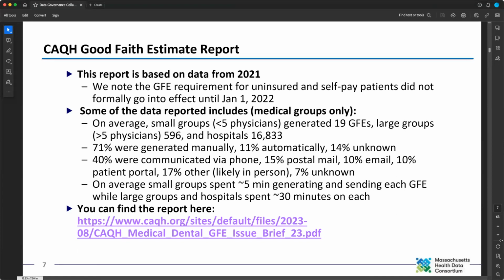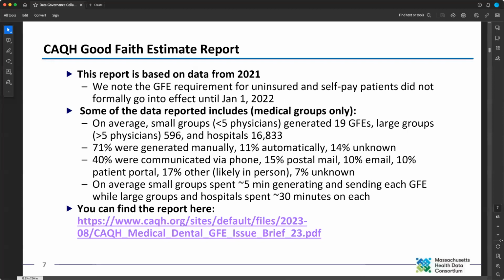But that said, and that also might explain why these numbers are so small. Because on average during 2021, small groups of less than 5 physicians generated 19 good faith estimates throughout the year. Large groups of more than 5 physicians, they didn't specify where a group of 5 physicians falls, I don't know that it's that essential to know that, but pointing that out, generated 596 on average, and hospitals generated 16,833 on average. Those are awfully small numbers of things for a full year.